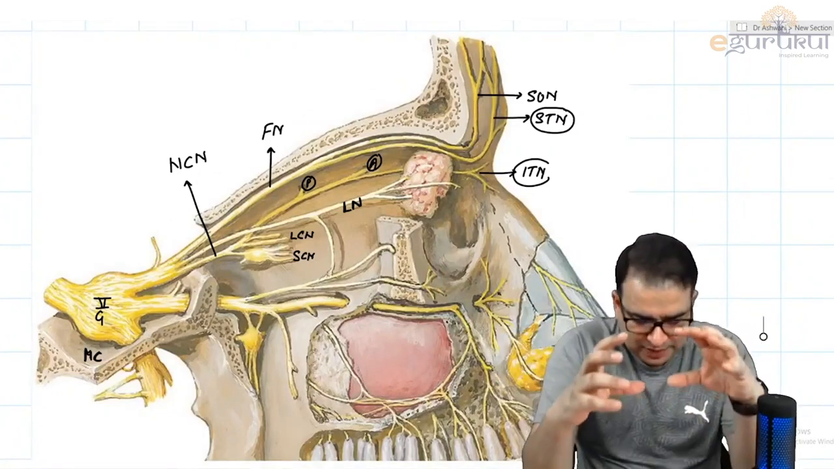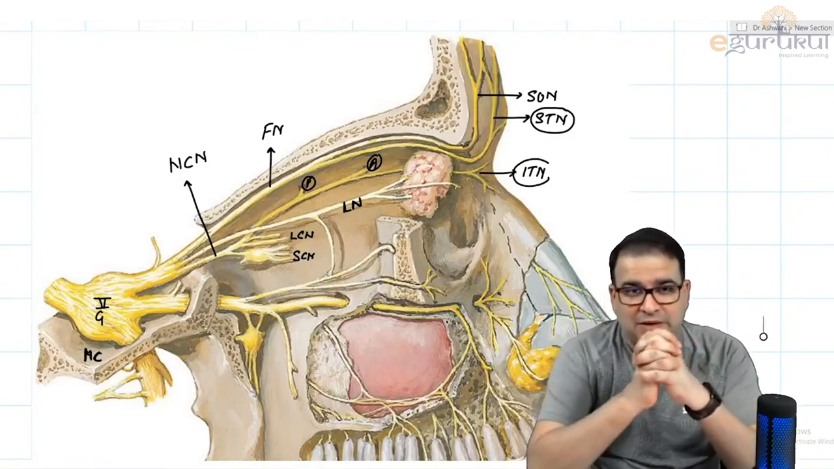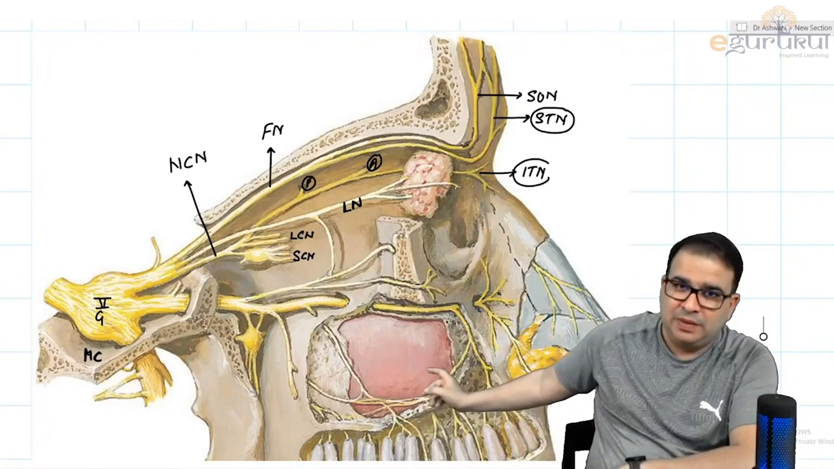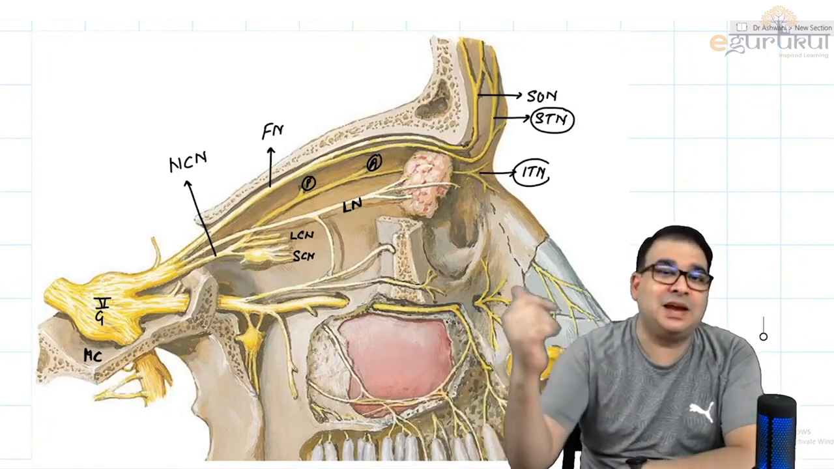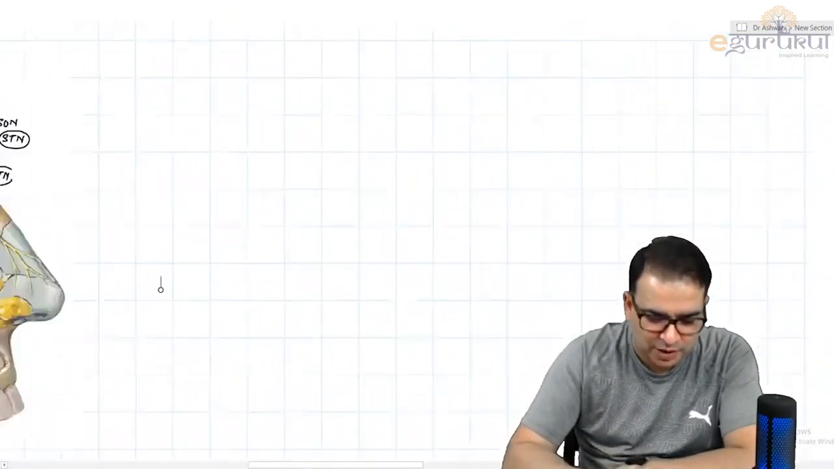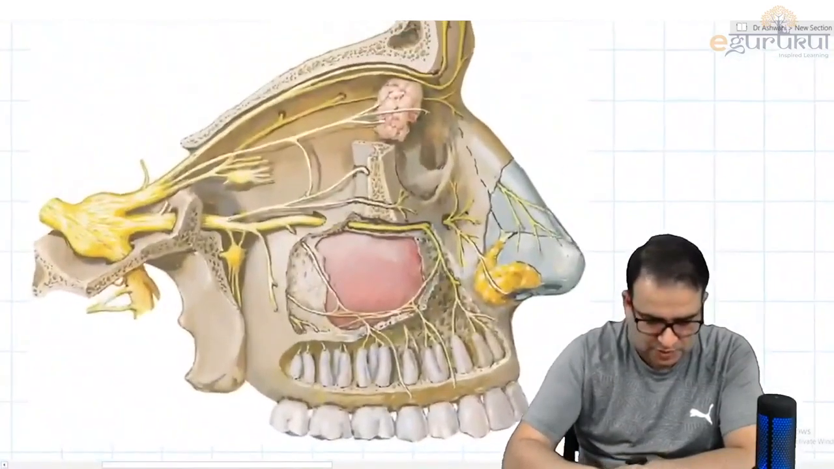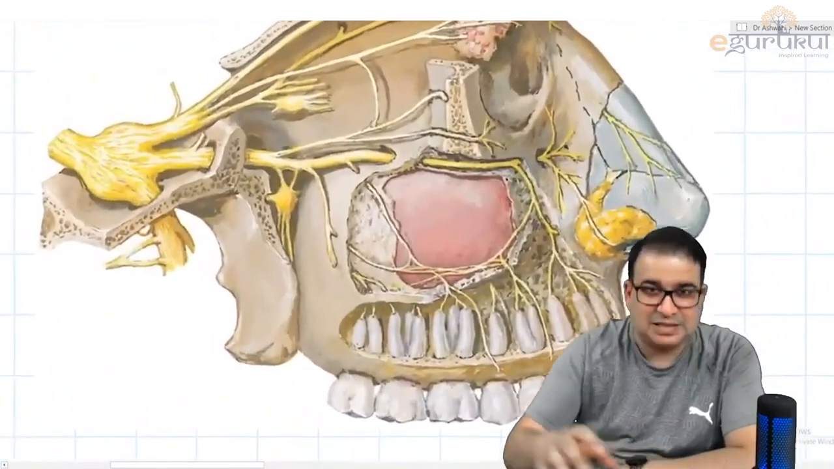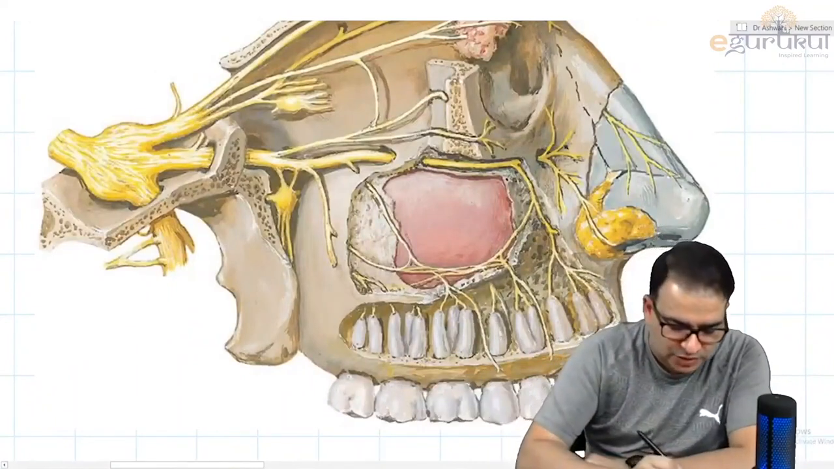Let us take our focus to the next nerve, and that is the maxillary nerve. Let's talk about the maxillary nerve. And then we will come back to this picture to understand the maxillary nerve here and how it is connected to this also. But how about if we look at this image here first and try to understand the maxillary nerve on this image, and after that we draw it.